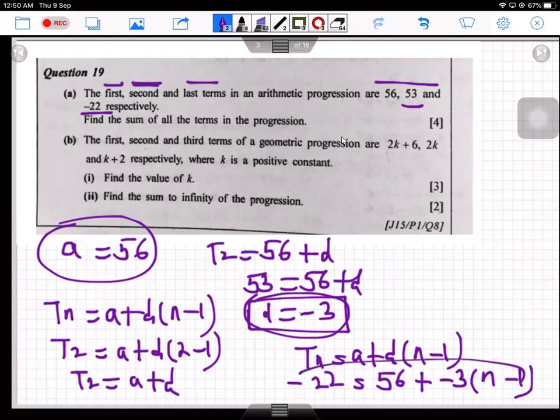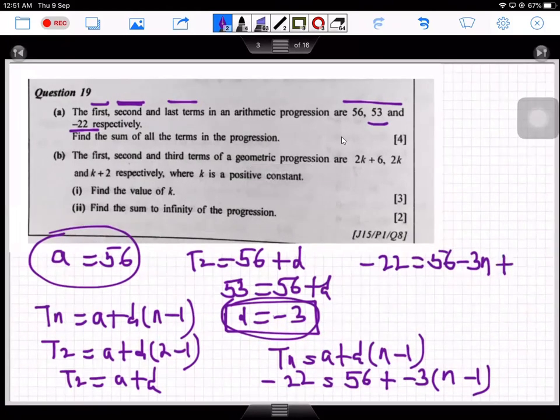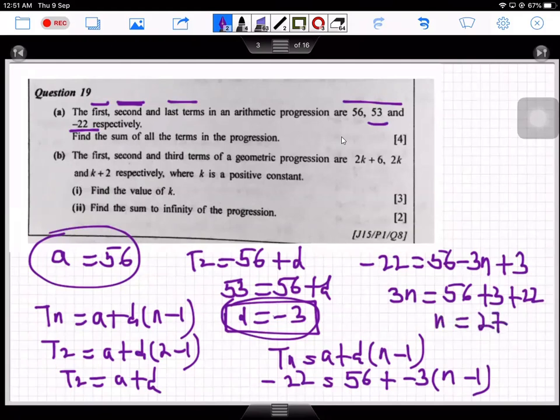So just solve this. Minus 22 is equal to 56 minus 3n plus 3. Okay, making 3n the subject, 3n is equal to 56 plus 3 plus 22. So 56 plus 3 plus 22, and then divided by 3, n is equal to 27. Now we can say that there are basically 27 terms in this arithmetic progression.